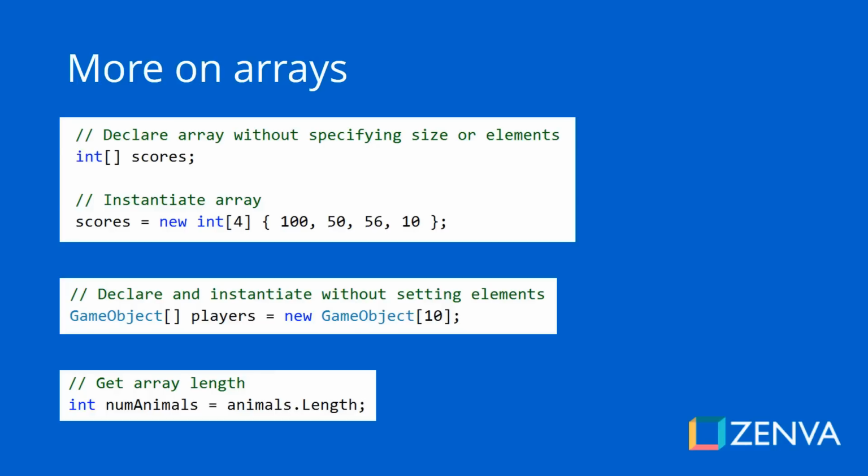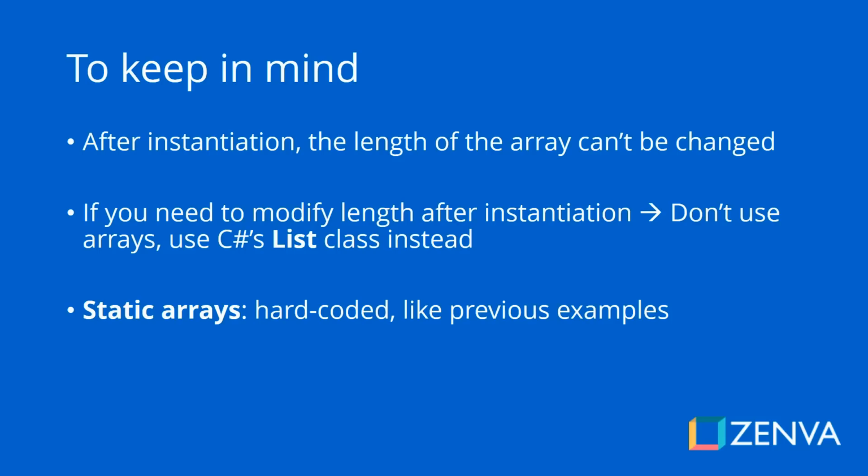An easy way to get the length of the array is simply to access the name of the array .length, access the length property, and that will give you the length of the array. Now, a few things to keep in mind. Once you instantiate an array, the length of this array cannot be changed later. So if for some reason you needed an array that has a variable length that you will be adding and removing elements, you shouldn't be using arrays. You should be using a C# class called list that will allow you to do that.